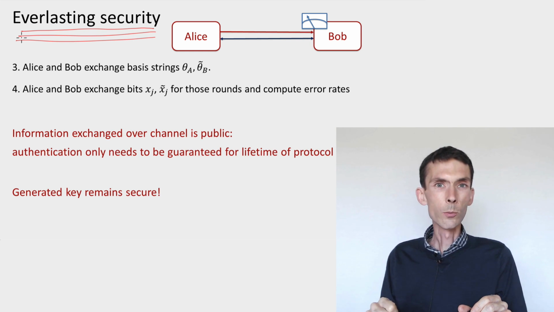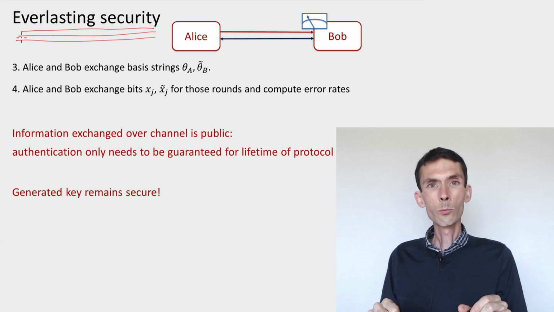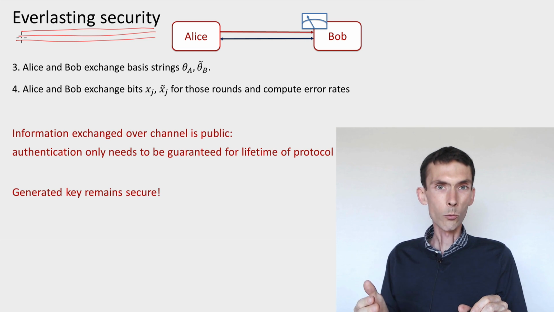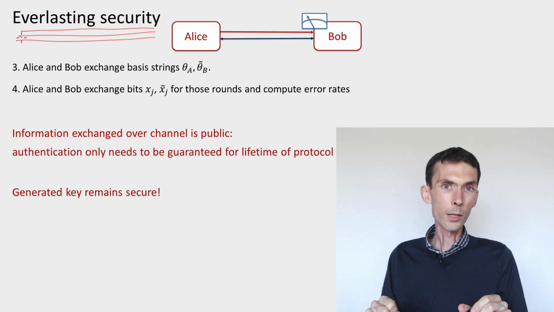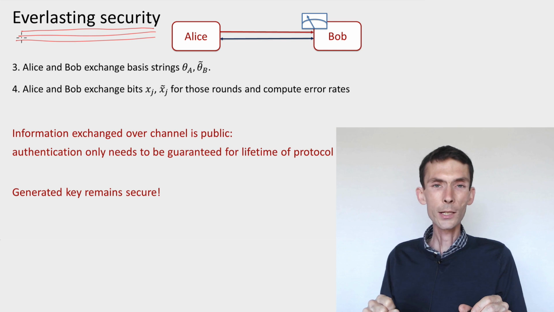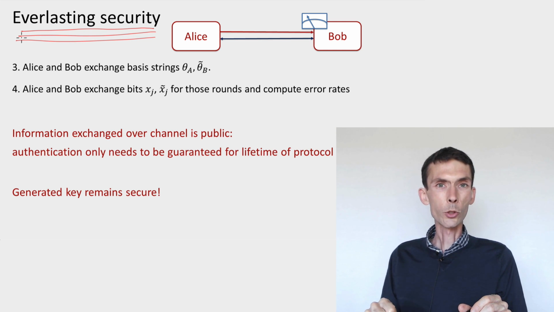It seems reasonable. If we're willing to make that assumption under computational assumptions, then we do not need any private shared key to start with, and quantum key distribution lets us achieve a secret key with so-called everlasting security, based on no assumption aside from this computational assumption that needs to hold for the lifetime of the protocol.